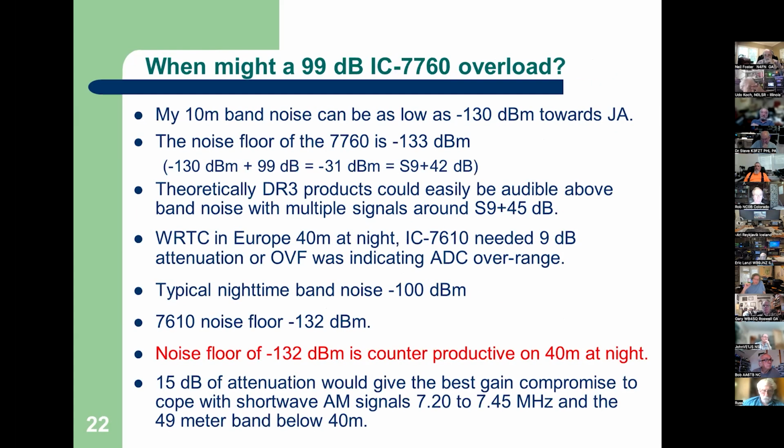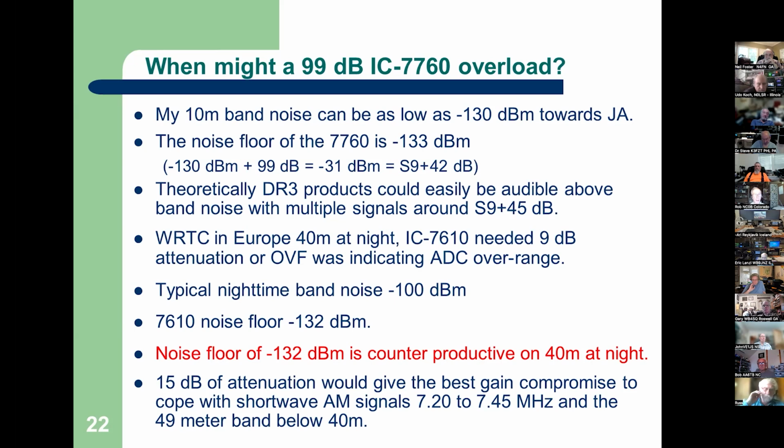This is a little techy here, but let's just say, when does a radio overload? And I'm going to put this radio on 10 meters. This happens to be a 7760, could virtually be a 7610, but any radio that's basically a 100 dB radio. So in my case, in my rural QTH, when I'm pointed to JA, my band noise can be as low as minus 130 dBm. Now, if I'm pointed to the Caribbean, it's usually 8 or 10 dB worse.